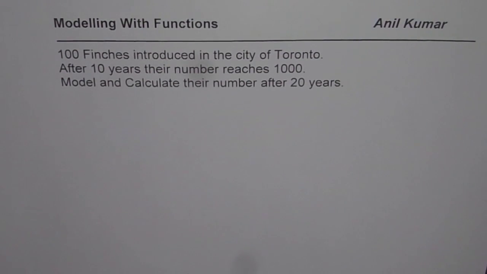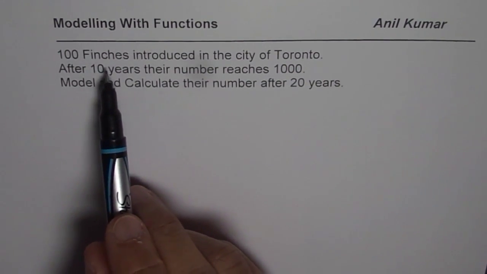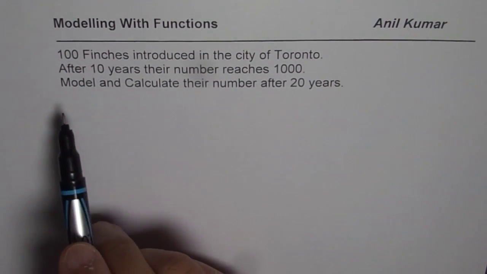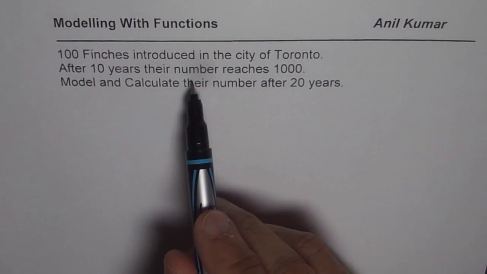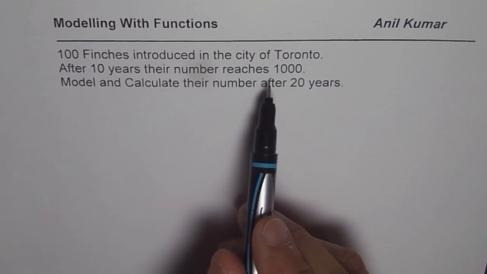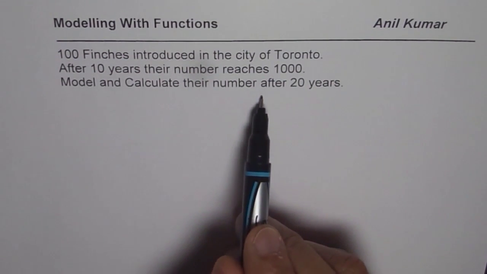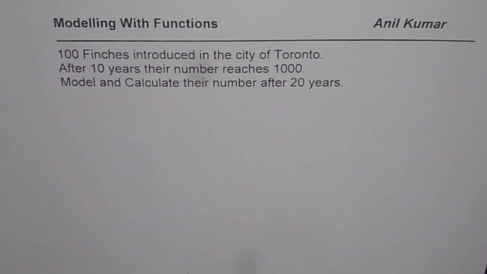I'm Anil Kumar, and in this video, we'll learn different techniques to model a given situation. Now, we have taken up a situation where we have introduced 100 finches in the city of Toronto, and after 10 years, we know that their number reaches 1,000. So, that is what we know. We need to model this situation and then calculate their number after 20 years. So, that is the question.